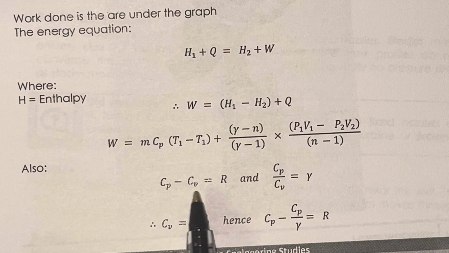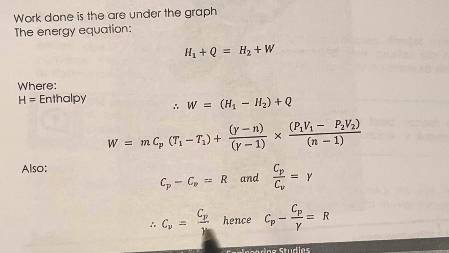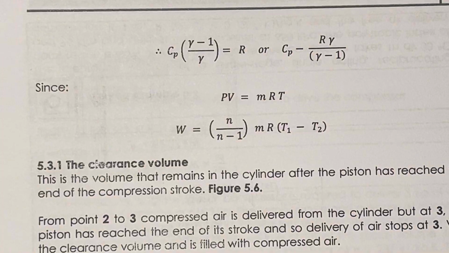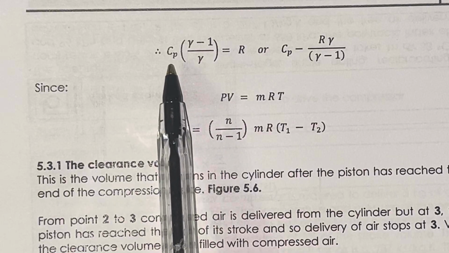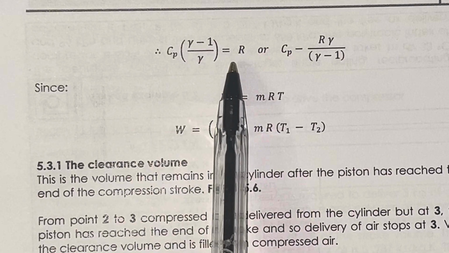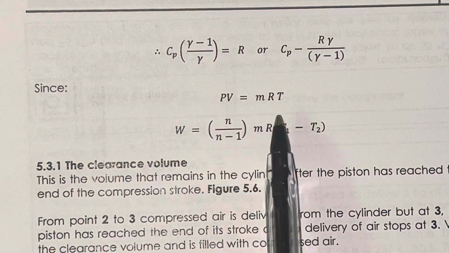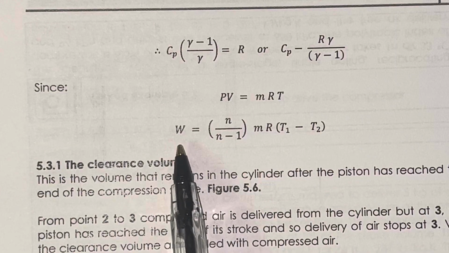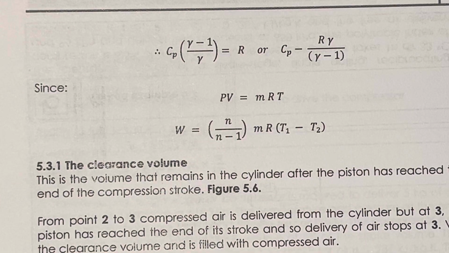That difference equates to R, and there's a relationship there. From that relationship, this is just mathematical manipulation, and for now we'll stop there. As we continue, we notice there's an expression once you do substitution, since PV equals mRT. The work is then described by this expression over here. So we'll stop there for now.